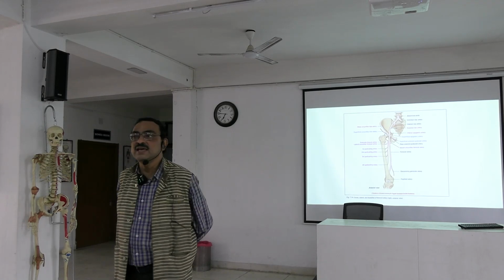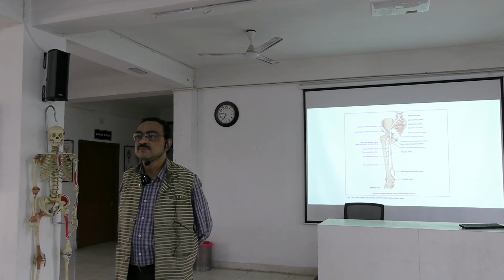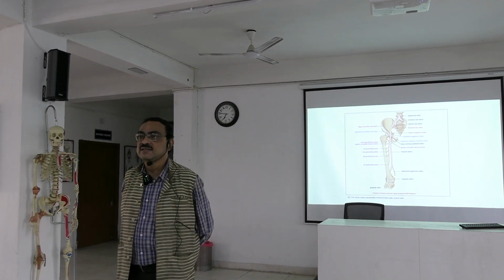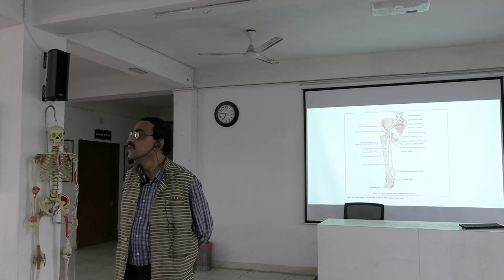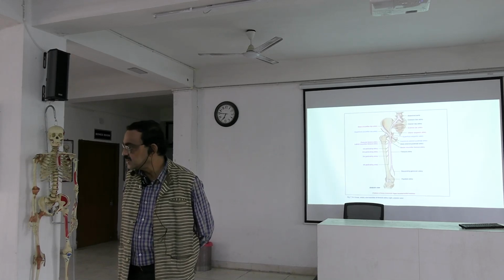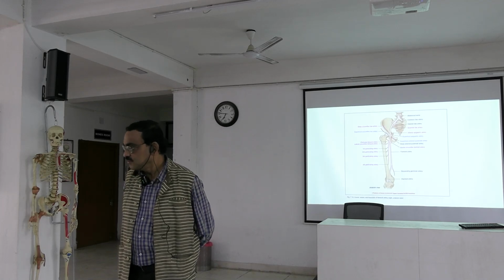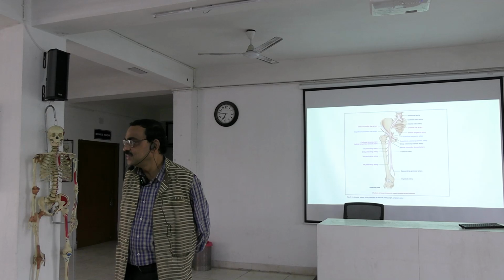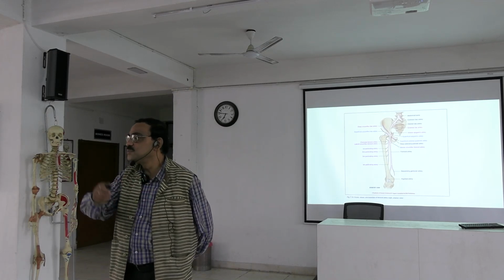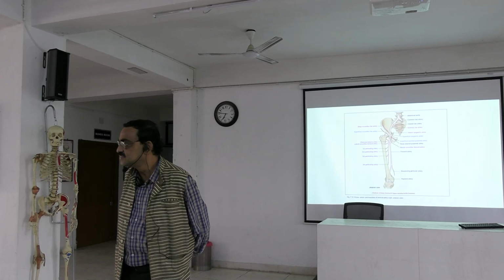Both the femoral artery and the arteria profunda femoris artery first rest over iliacus, psoas major, pectineus, then over the adductor longus. In the floor, what will we get? From lateral to medial: iliacus, psoas major, pectineus, adductor longus.